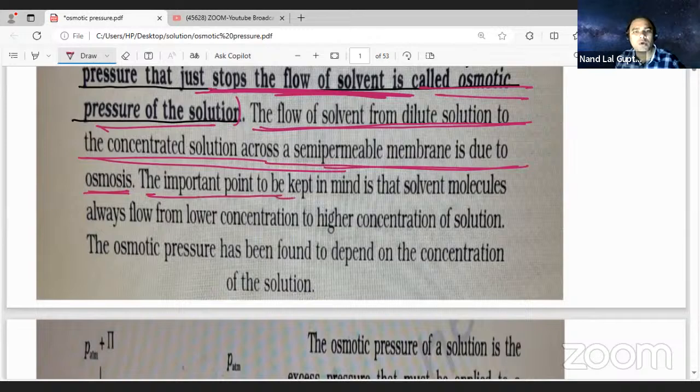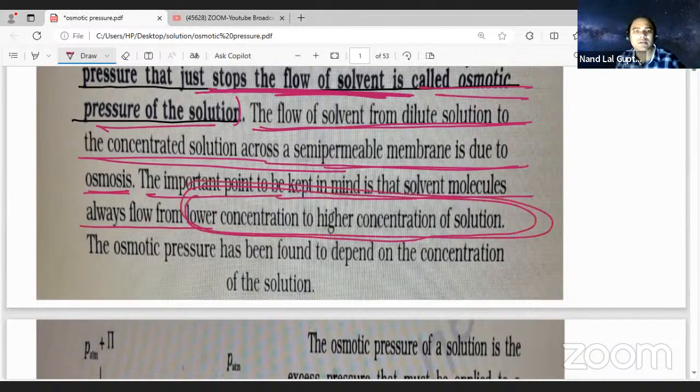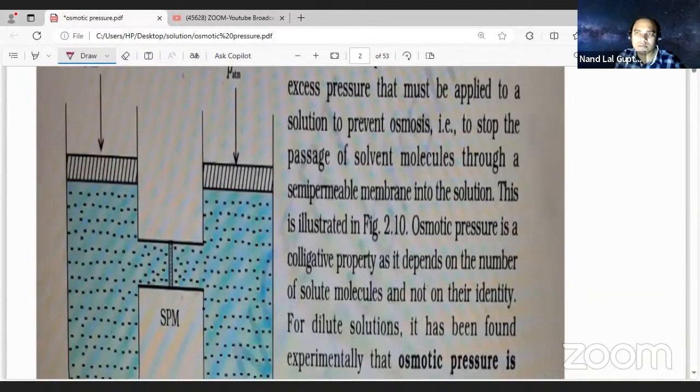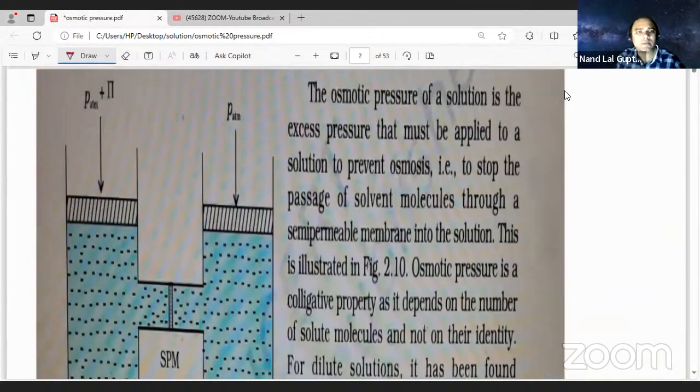The important point to keep in mind is that the solvent molecules always flow from the lower concentration to the higher concentration of solution. The osmotic pressure has been found to depend on the concentration of solution. Which concentration term, students? Molarity. Here you see, some pressure is already there, and you are applying extra pressure so that the flow can stop. That is what is called the isotonic solution, right?